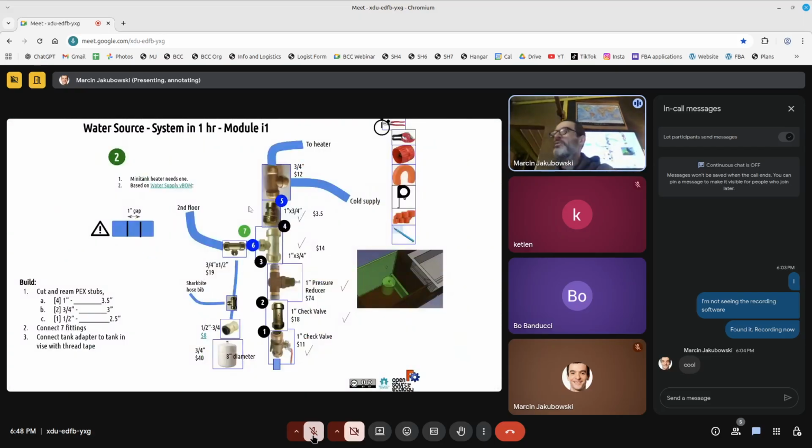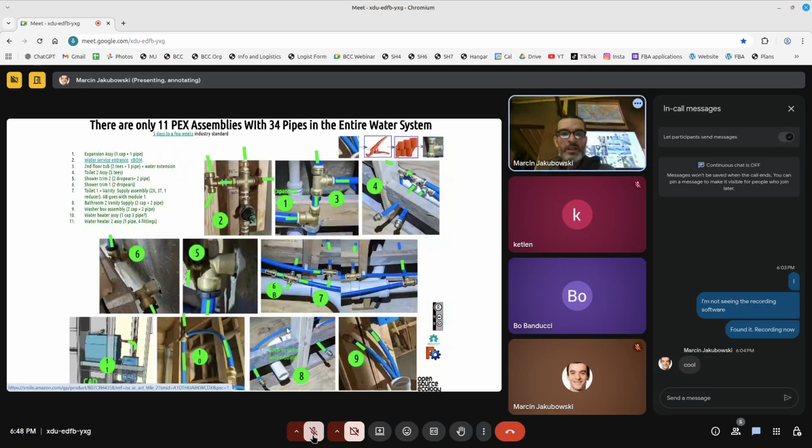These are all 100% SharkBite fittings, including the pressure reducer and check valves, which means you can connect them in a second. Push them in, done. No tools. You can fix them in a second. And they're allowed. This is not funky. Codes allow this, and they allow it to be behind concealed walls, so it's not a problem at all. This is an example of all. Look at that, 11 PEX assemblies with 34 pipes in the entire system. So we're trying to absolutely strip down the complexity into the most common simple form.